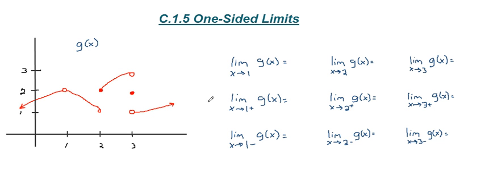Now if you don't see a plus or minus sign, there's an assumption being made, and the assumption is the limit is the same from both sides. If it's not the same from both sides, the limit would not exist. So let's look at a few examples here with our function g of x.